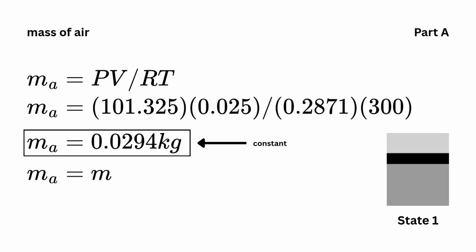Our very first step is to determine the mass of the air, and this mass will stay constant as this is a closed system. So the mass can be calculated using the ideal gas equation, which is mass equals PV over RT. When we sub in our givens, we determine that the mass of the air, which remains constant, is 0.0294 kilograms, and from now on, the mass of the air will be denoted by the letter M.